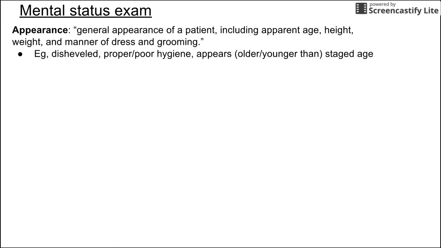This is essentially the general appearance of a patient, including that patient's apparent age, their height, weight, and their manner of dress and grooming. So some examples of what you might want to put under appearance are whether the patient looks disheveled, if the patient has proper or poor hygiene, if the patient appears older or younger than their stated age, or if they appear their stated age.